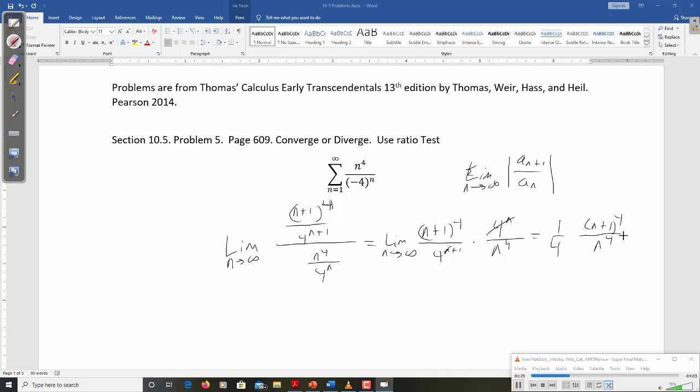And if you consider that, this part is just going to 1, because it's a rational expression with the same degree on top and bottom. Whereas, of course, this stays 1/4, so this equals 1/4, which is less than 1, because that's our rho, which means it converges absolutely by the ratio test.